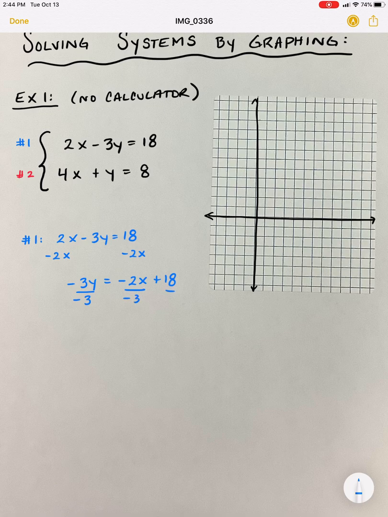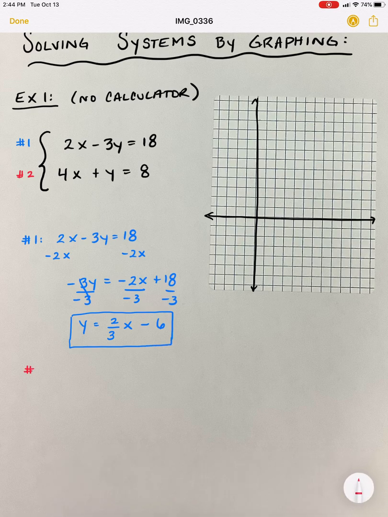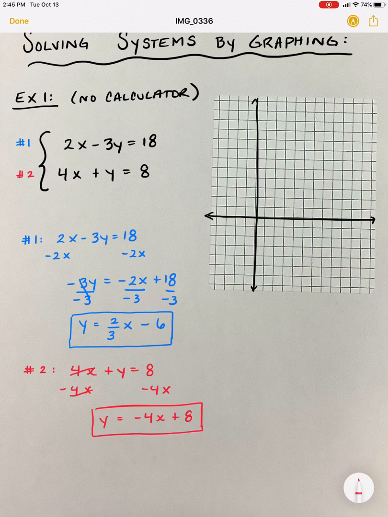Now we divide each part by negative 3. So y equals negative 2 divided by negative 3 is positive 2/3 x. 18 divided by negative 3 is going to be a minus 6. And this is the equation that we are going to graph when we're ready. So equation number 2 is 4x plus y equals 8. And this is just one little simple step: we're going to subtract 4x from both sides. And again, be careful with this, because if we don't write our equations correctly, then we're going to graph them wrong, and all the work after will have therefore been incorrect.